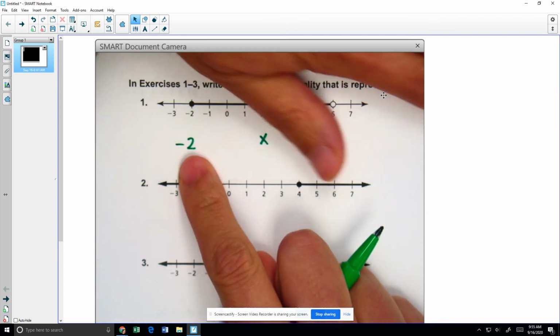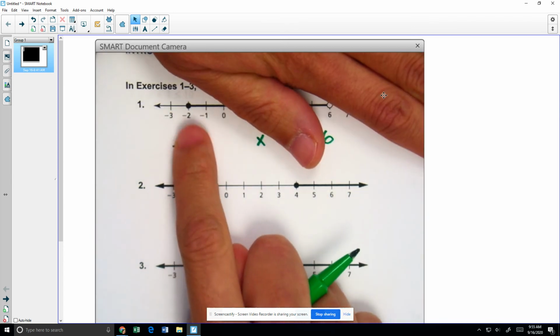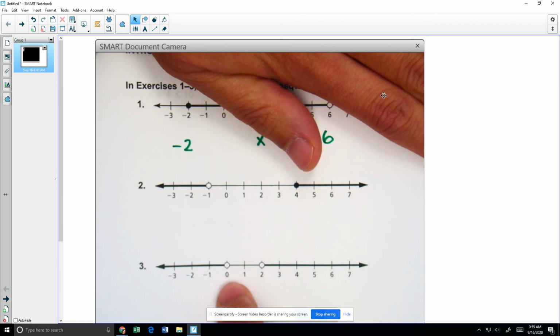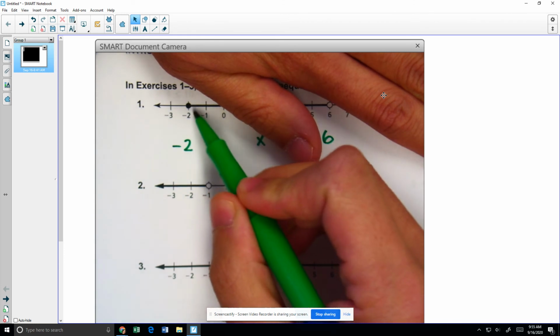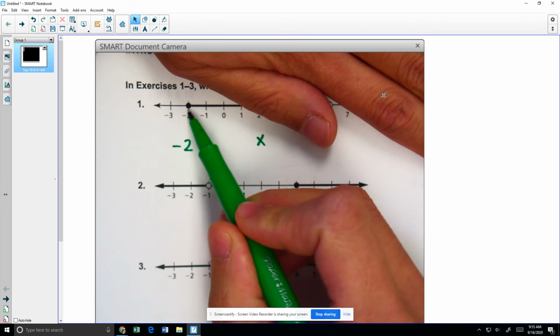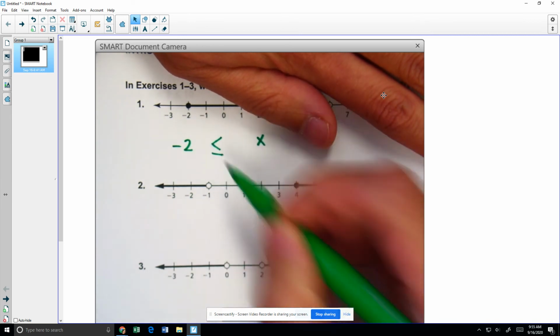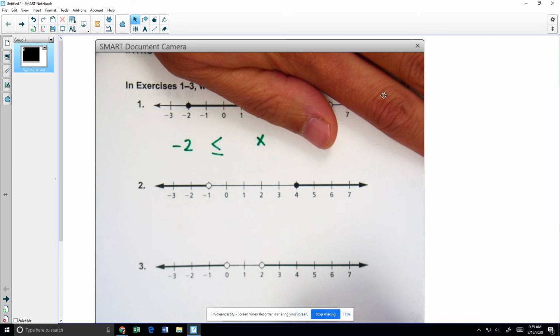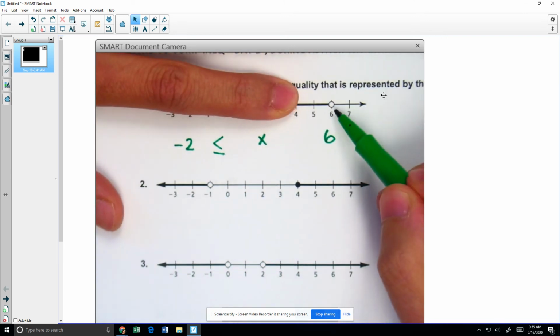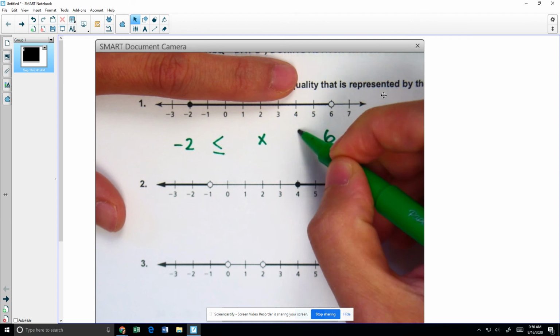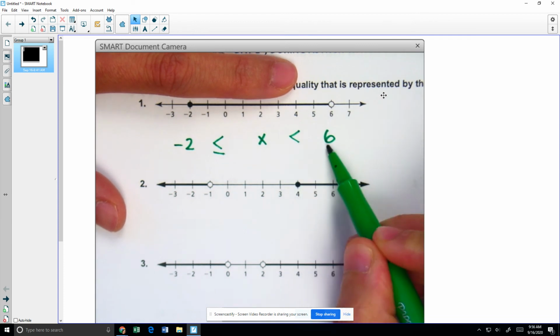So look at the one with -2. Do I write the line underneath the inequality or is there no line underneath? Line underneath. There's a line underneath because your circle is filled in. And look, it's going to the right, so it's X is greater than or equal to. Okay, so now let's look at the 6. Is there a line underneath the inequality or no line? No line. And since it's going to the left, that means it's less than, so X is less than 6.